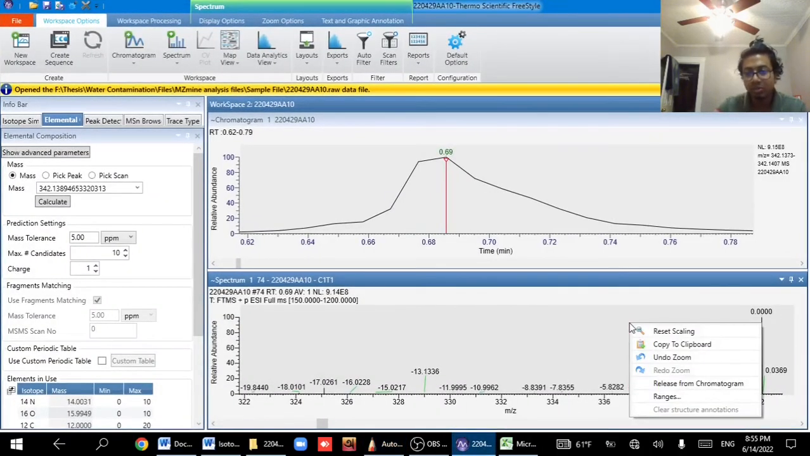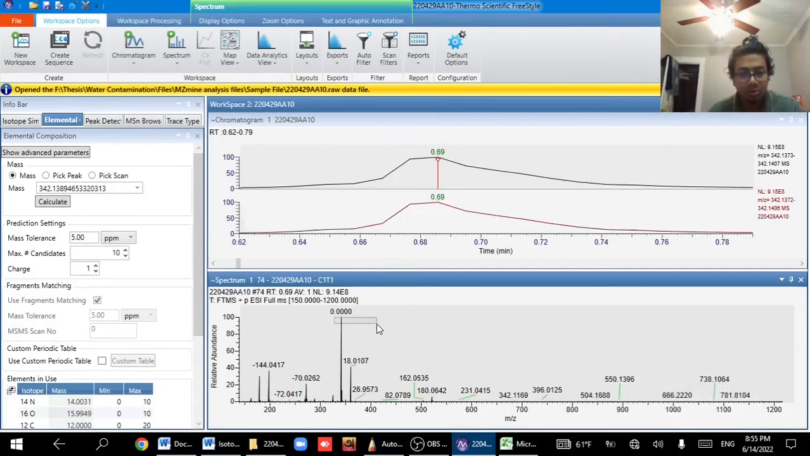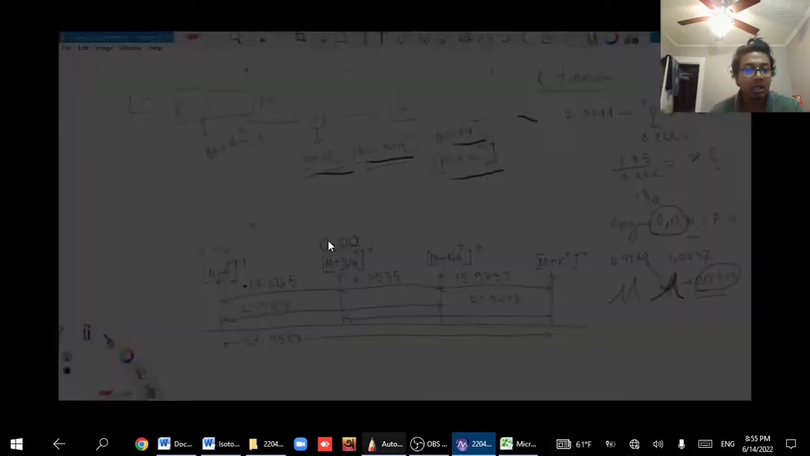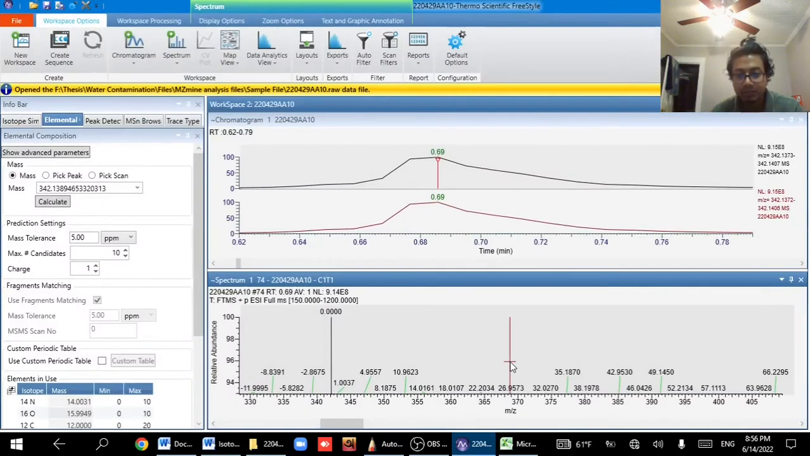What we got here: this 4.95 is the right side of the 0.00. I'm sorry for that. Here you can see 4.9557, so this difference you also find. So this ESI also makes the M plus Na peak. And the last one is 21.9293. I will find out the M plus K peak here. So 21.92, right?